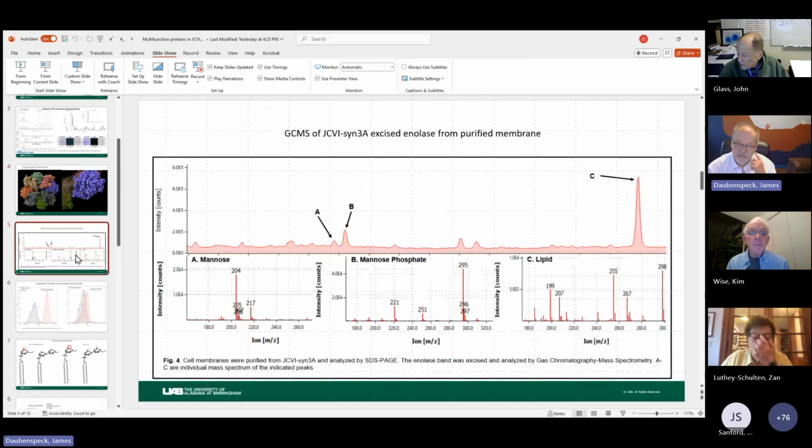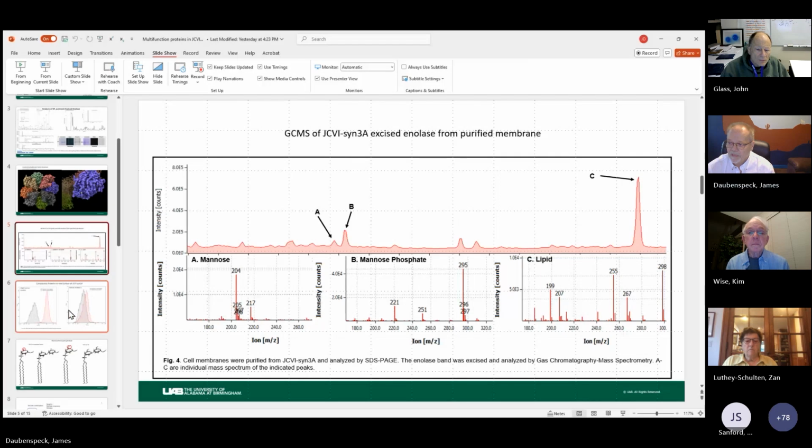So if we look at enolase from Syn3.0, and this is just a gas chromatogram with the MS on the back end of it. This peak A is mannose, and remember this is membrane purified enolase. This is the mannose phosphate, and I can tell these from the mass spec signatures. These are very characteristic of these molecules. And then this particular molecule is the lipid, and this is from Syn3.0.